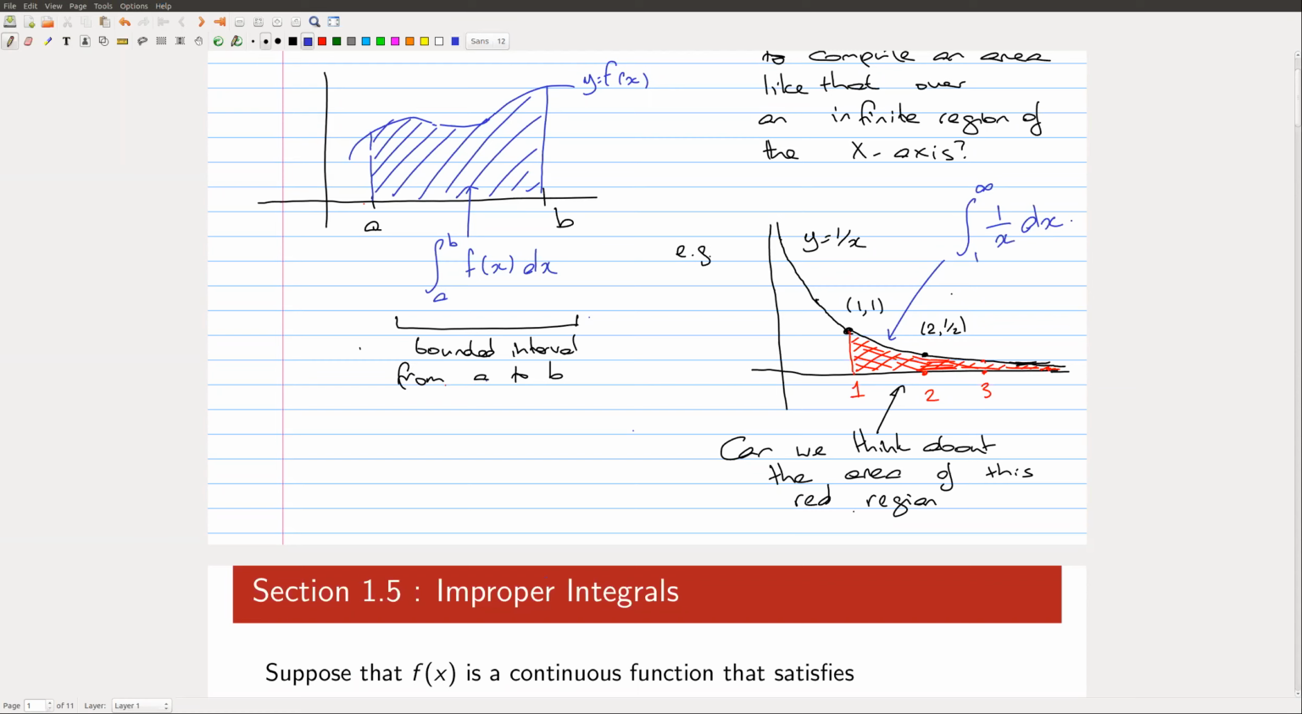The infinity just replaces the upper limit, meaning we're integrating all the way to the right of 1. Of course you can write that down. You can write anything down. It doesn't necessarily mean that it makes sense. The question is, can we calculate this thing?